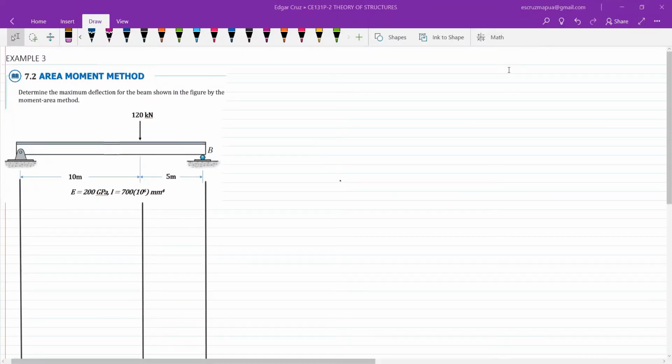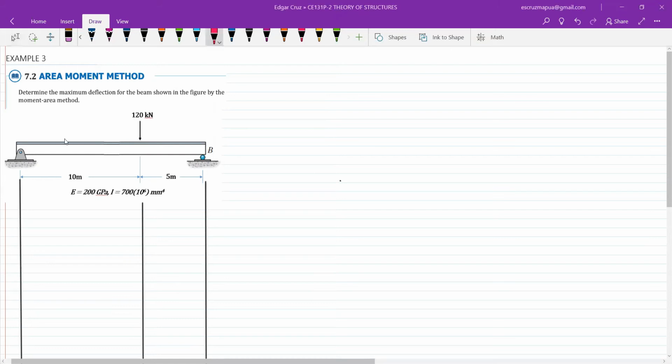Okay, so again, we'll have this third example on area moment method. From the given problem, determine the maximum deflection for the beam shown in the figure using area moment method. As you can see, it is a simple beam with a concentrated load of 120 kilonewtons, but unfortunately the given load was not applied at the midspan. It's applied at 10 meters from the left support and 5 meters from the right support. So wala siya sa midspan.